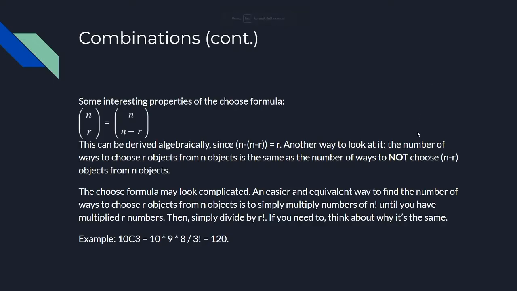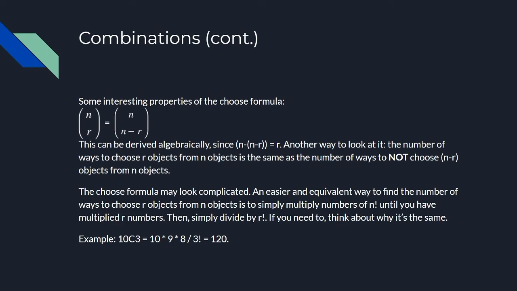So n choose r is equal to n choose n minus r. This can be derived algebraically. But another way to look at it would be that the number of ways to choose r objects from n objects is the same as the number of ways to not choose n minus r objects from n objects. So it's really the same thing.